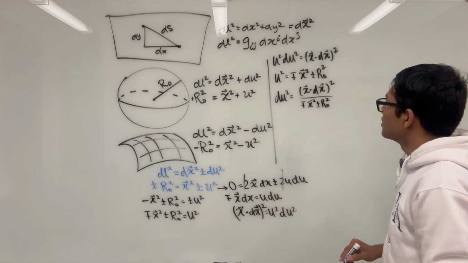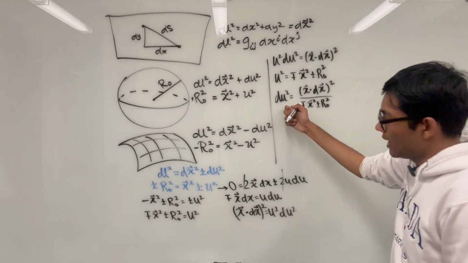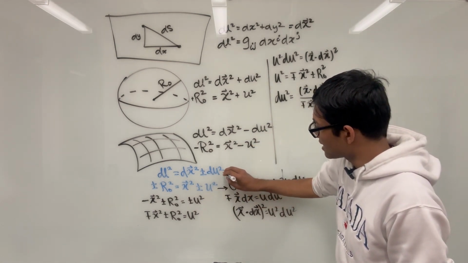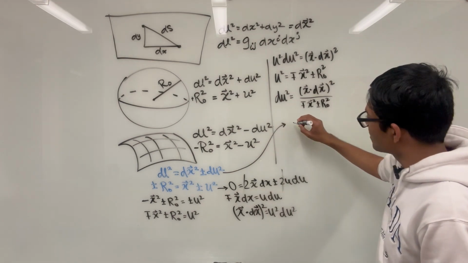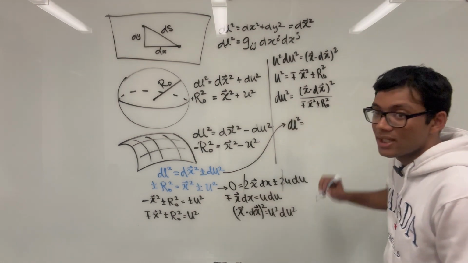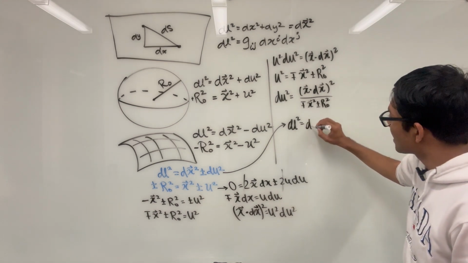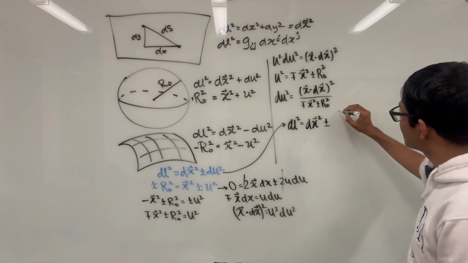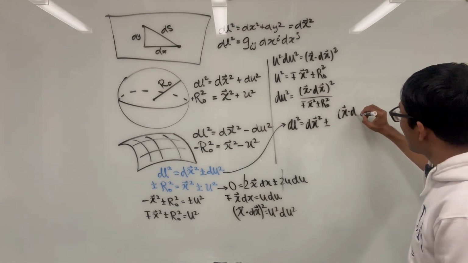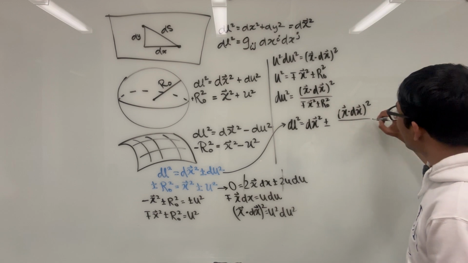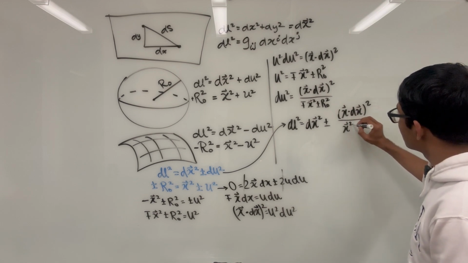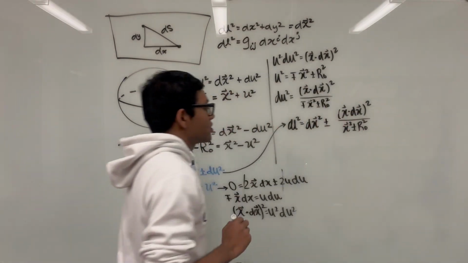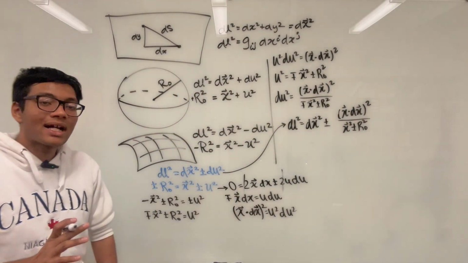Okay, so now let's see. I've got du squared, and I know that dl squared is simply dx squared plus minus du squared. So let's bring this over here. So this tells me that dl squared is equal to dx squared, and then plus minus this stuff here, (x dot dx) squared divided by x squared plus minus r naught squared. And so now we've almost arrived at the equation for the universe, but not quite.